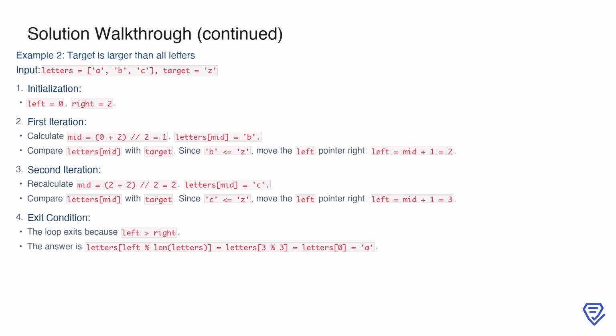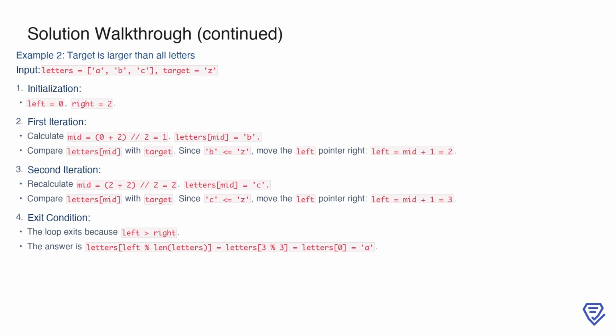Comparing B with the target Z, we find that B is less than or equal to Z, so we move the left pointer to mid + 1, updating left to 2. In the second iteration, with the updated pointers, the midpoint is recalculated as (2 + 2) / 2 equals 2. The letter at index 2 is C. Again, comparing C with Z, we see that C is less than or equal to Z, so we move the left pointer to mid + 1, updating left to 3.